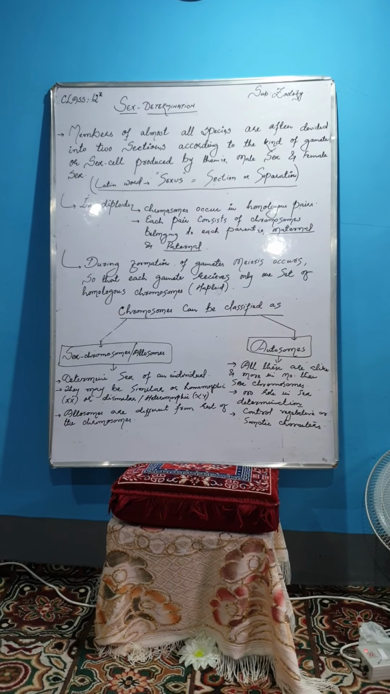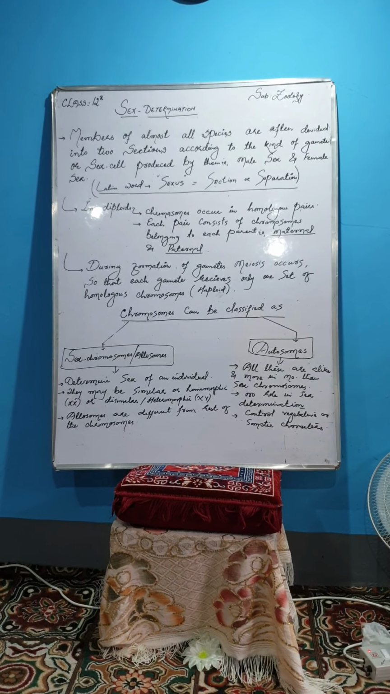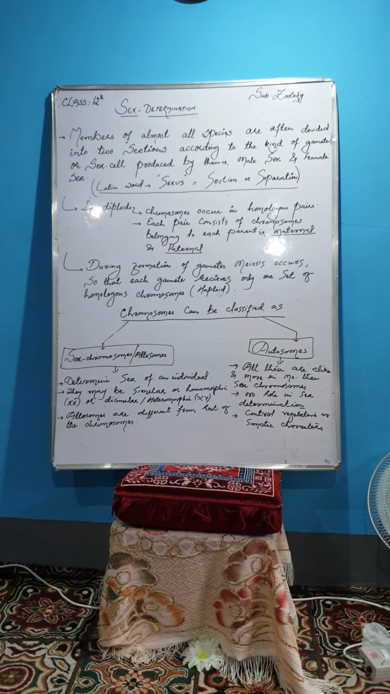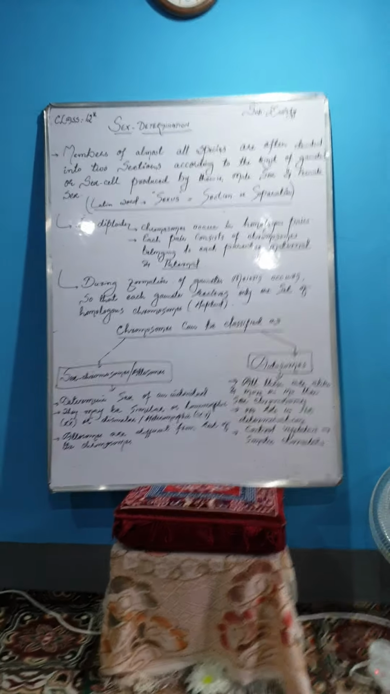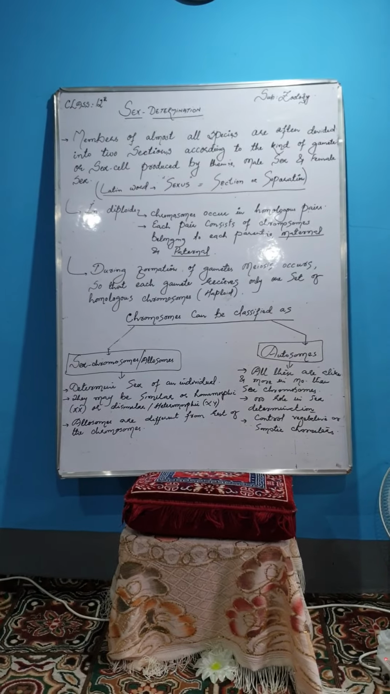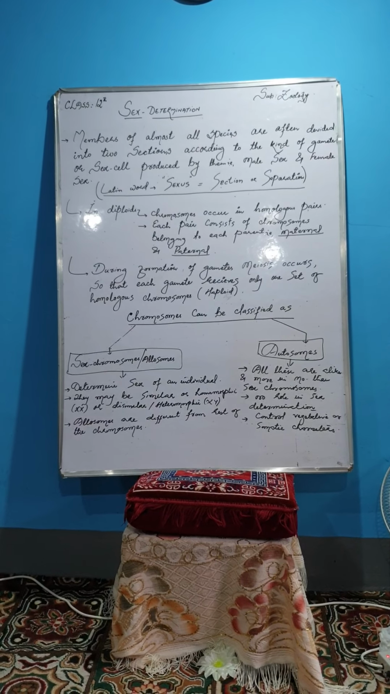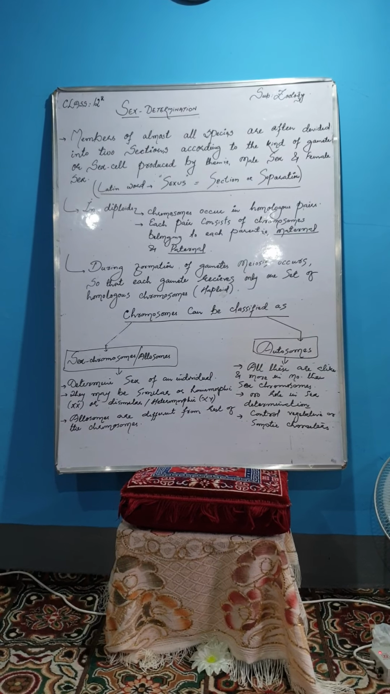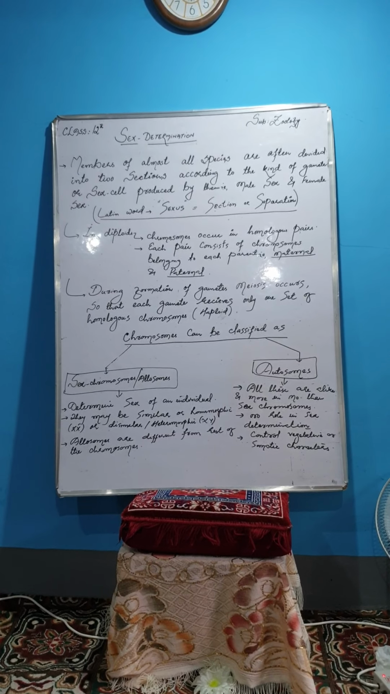Students, as far as your zoology subject is concerned, it comprises 4 units, and among those units, we are going to begin with the second unit, that is genetics and evolution. The first topic in the second unit of your textbook is sex determination. So, firstly, we are supposed to understand the term sex determination.